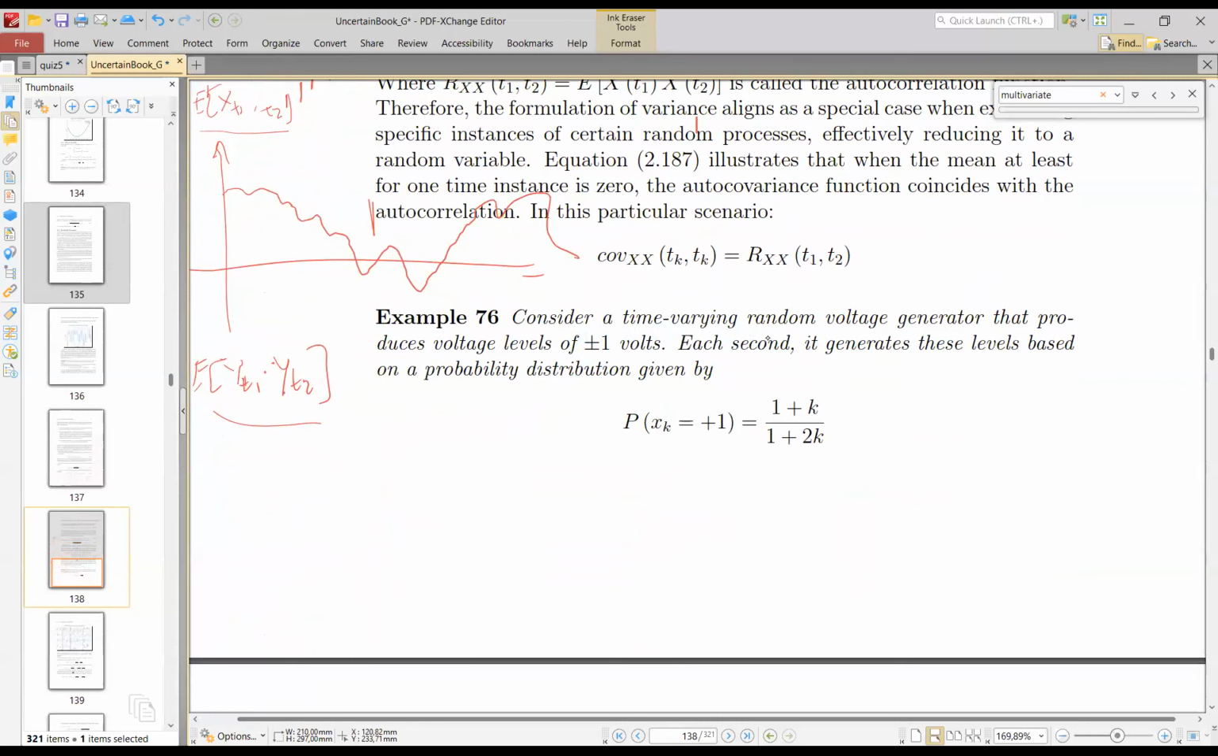After that, we have an example. Consider a time-varying random voltage generator that produces a voltage level of plus or minus 1 volt each second. It generates these levels based on a probability distribution. So this is the probability that you get 1 volt at each second, at each iteration. For example, if you start with iteration k equal to 1, it will be 1 plus 1 equal to 2, 1 plus 2 equal to 3, so the probability to get 1 will be 2 divided by 3. Then for the fourth iteration, you can also compute the probability at each time.